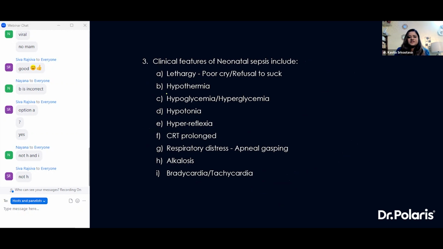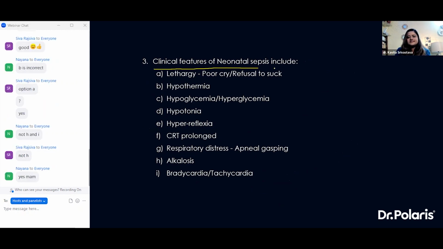Okay, next question number 3. Clinical features of neonatal sepsis include. So what are the important clinical features of neonatal sepsis?